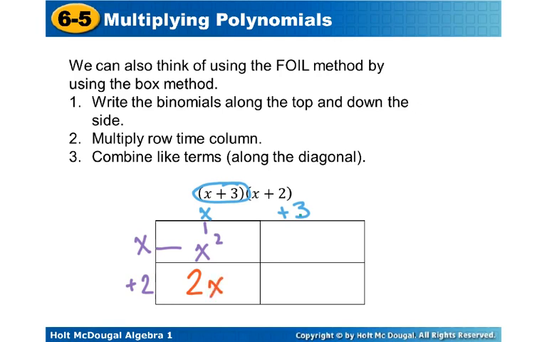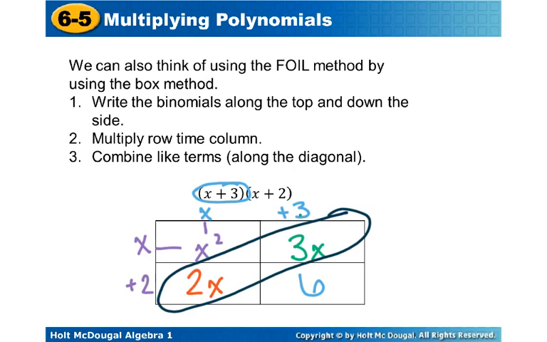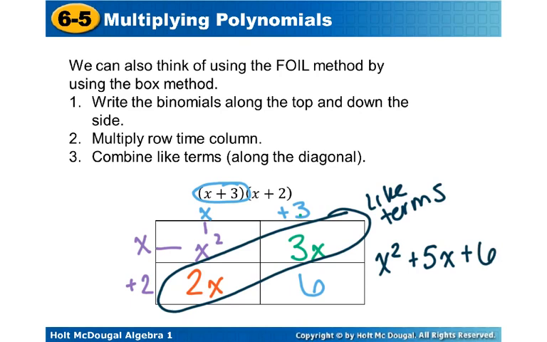This box right here, I multiply 3 times x to get 3x. And in this last box here, I multiply 3 and 2 to get 6. Now, how I say combine like terms along the diagonal, if you guys notice, along here, that is where your like terms fall. Okay, so that's why you're going to combine those terms, and that gives you x squared plus 5x plus 6. So this one is really good if you're more of a visual person.